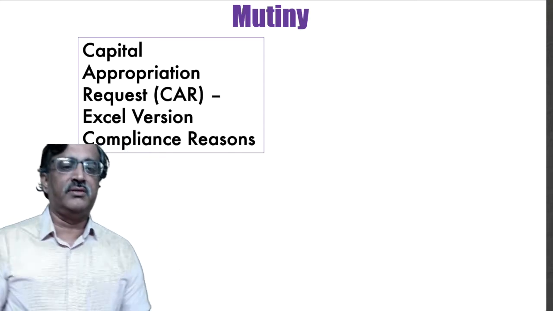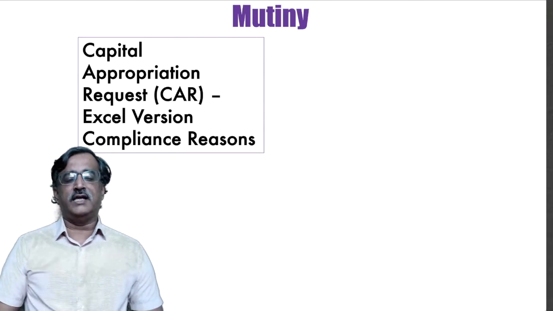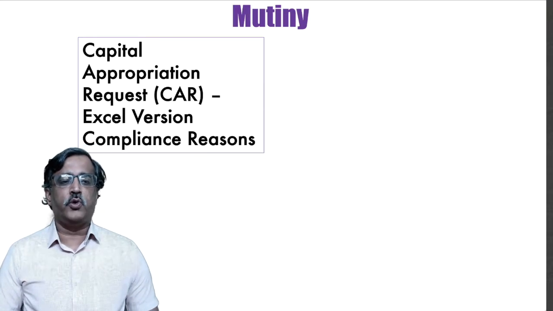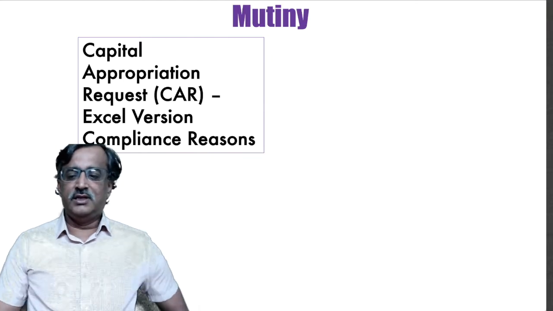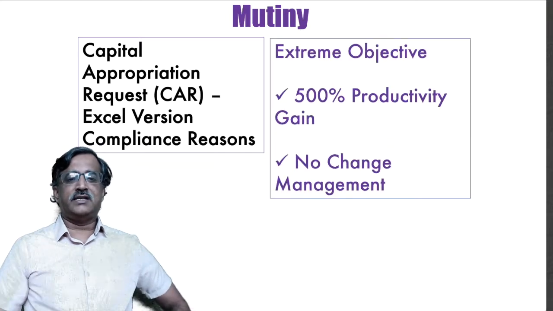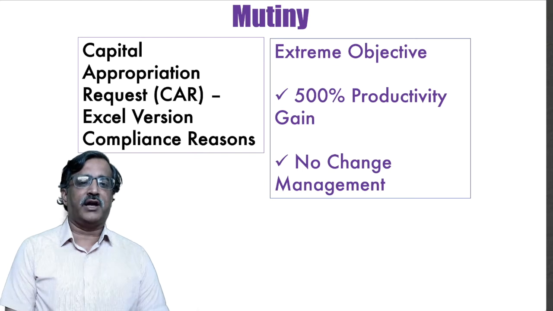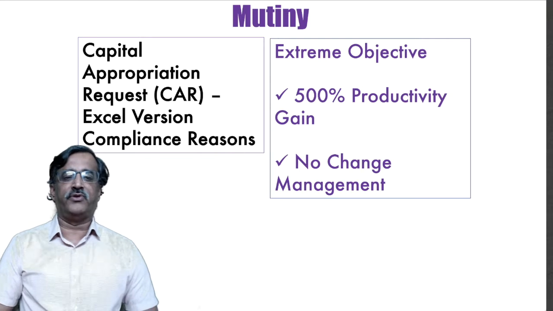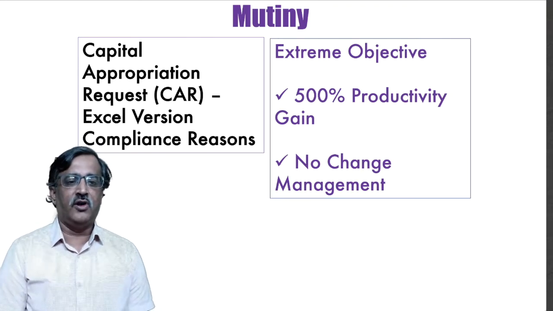Because it was taking some 30 to 40 minutes to fill each CAR. When we talked to the finance department, they rightfully pointed out that because capital appropriations are scrutinized heavily, for compliance reasons, we had to retain all the fields. Now, in the new role that I had taken over, I had set this extreme objective for our team, that we should do things that create 500% productivity gain, and there should be no training or change management required to use our apps. Obviously, this CAR system was flying against this objective.